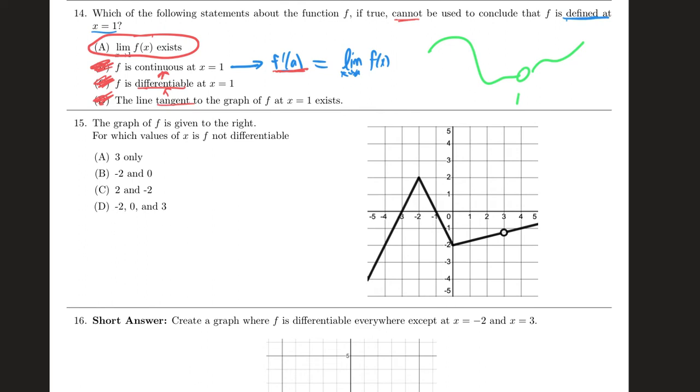And here, for this graph, for which values of x is it not differentiable? We've said it a lot so far: when it's not continuous, it's not differentiable. So 3 is automatically one of the answers. But with derivatives, we have another place where they're not going to be differentiable, and that's any sharp corners or cusps. And we have 2 sharp corners here at -2 and 0. So D is the right answer.